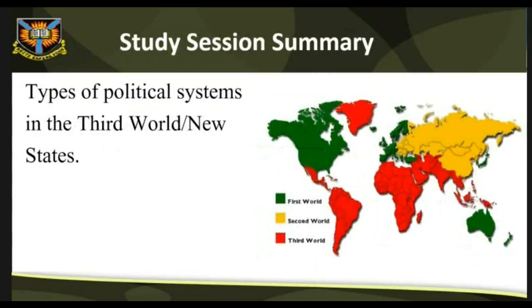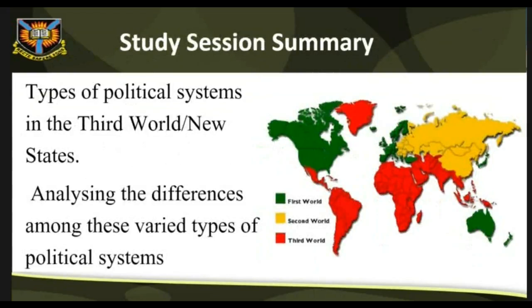Study session summary. In this study session, we discuss that there are many types of political systems in the third world or new states. Analyzing the differences among these varied types of political systems is one of the most important and interesting tasks in the study of comparative politics. First, politics and governments in all new states are shaped by the basic facts of scarce economic resources, extensive poverty and inequality, and a relatively weak position in the international system.